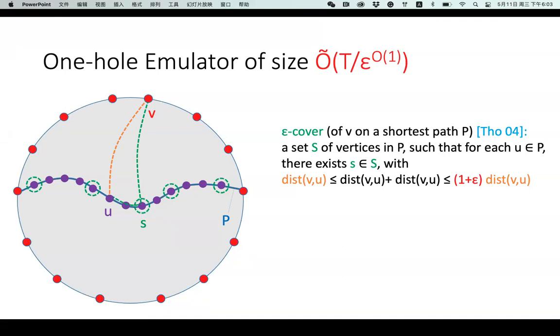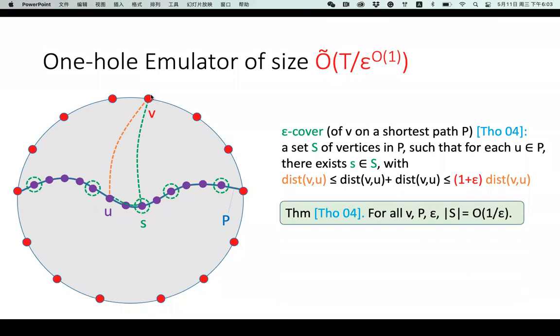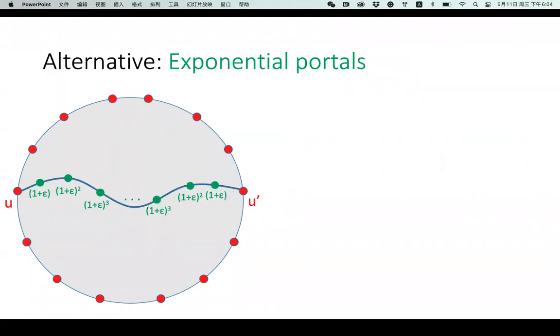Okay, so how many portals do we need to add if we use the epsilon covers in this case? So it has been shown by Thorup that for all terminals V, for all paths P, and for all parameters epsilon, we can compute an epsilon cover of V onto P with size 1 over epsilon. Okay, but if the original number of terminals is K, then the top part, let's say, contains K over 2 terminals. If we do it for every single terminal, then we will be adding K over epsilon portals on this path. And if we just cut it open, the top instance has K over epsilon terminals now, and so does the bottom instance. And this is not good for us. We want to decrease the number of terminals, but now we have more terminals. Okay, so this way of adding portals is not good for us, and we will need an alternative.